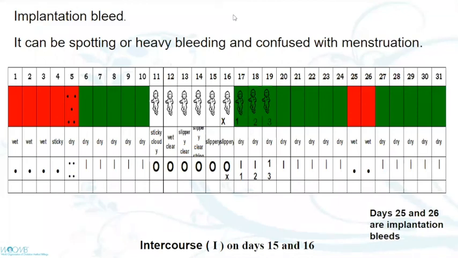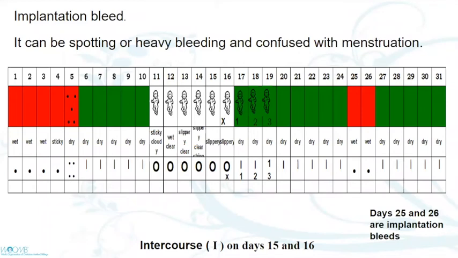But now the couple, no? The wife told the husband, I have a menstrual bleeding now, 25, 26. So we are lucky. Okay, so 25 and 26, bleeding. But 25 and 26 is not a menstrual bleeding. It is an implantation bleed.